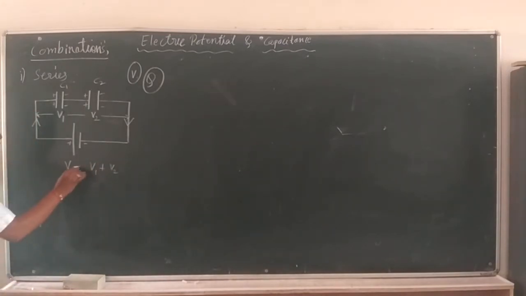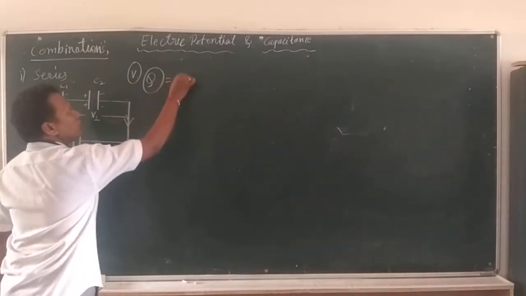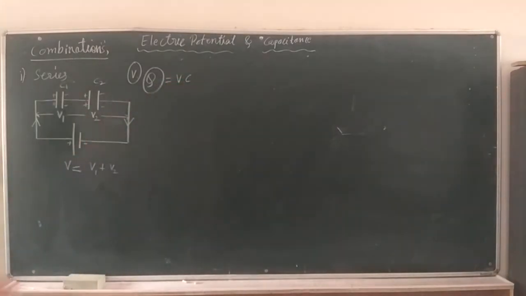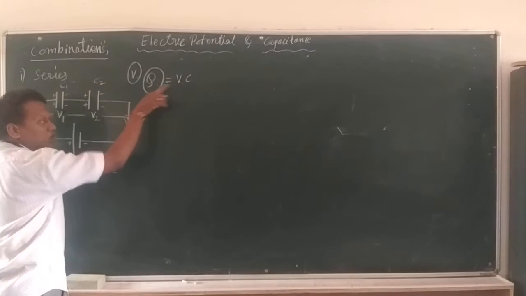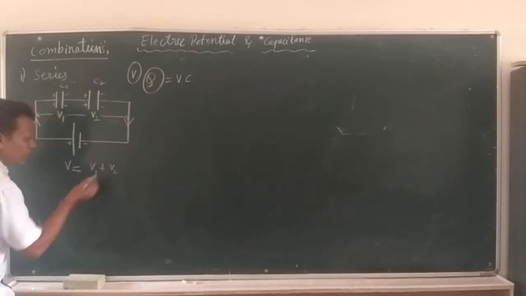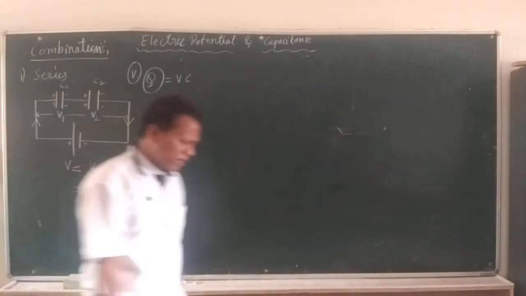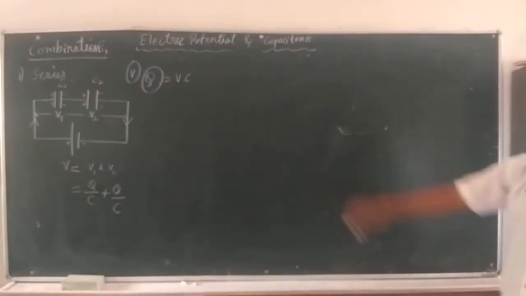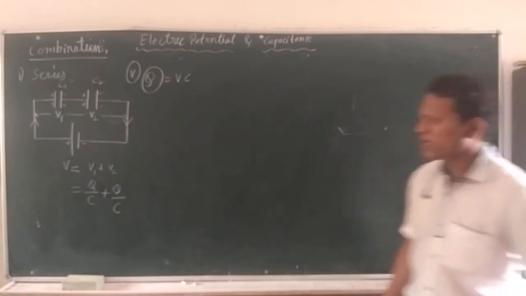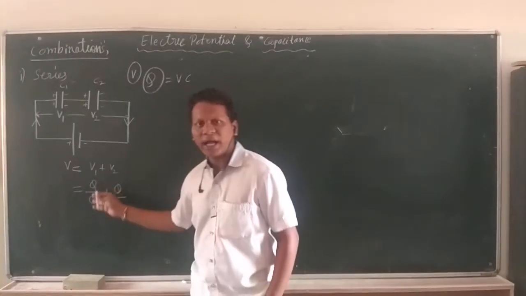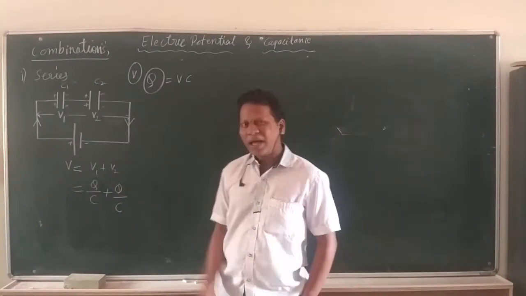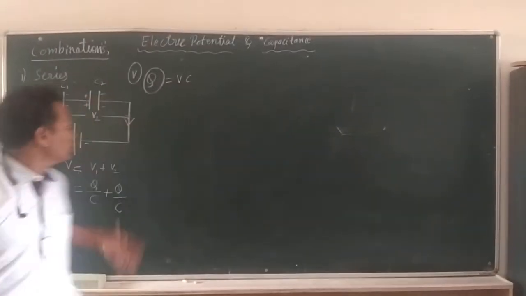Let us recall the vice captain formula here. What do I mean by vice captain? Q is equal to V into C. Keep this formula throughout the capacitor concept. So V is equal to V1 plus V2, which we can write as Q by C plus Q by C. Students, notice the point: in the first form I used V1 and V2, but in the second form I did not use 1 and 2 anywhere.